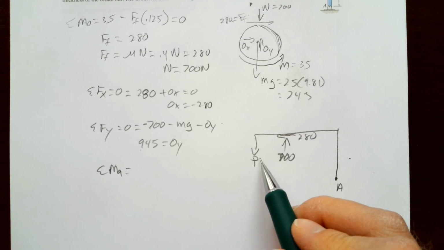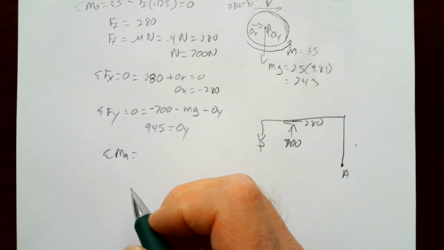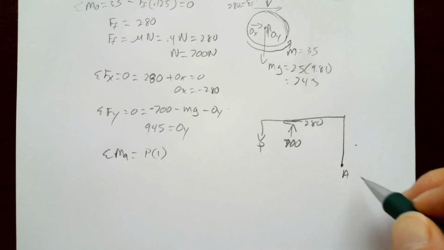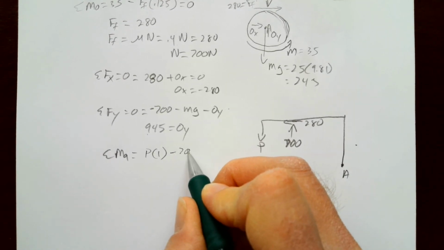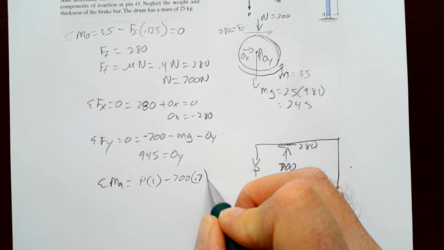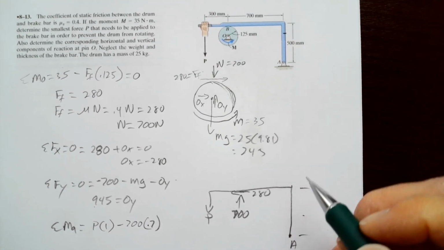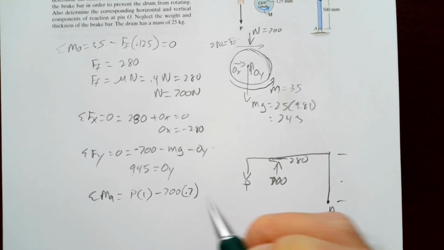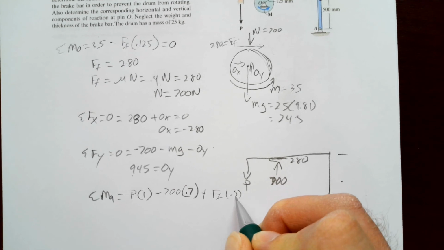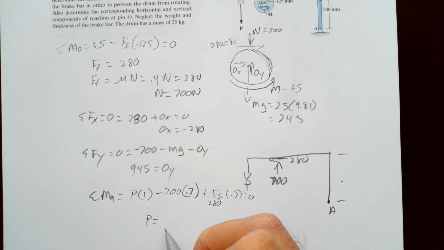So we have P times this distance, which is 300 plus 700, which is 1,000 millimeters, or a meter. So P times 1, and that's causing counterclockwise rotation about A, so it's positive, minus the 700 times this distance, which is 0.7. And finally we have the force of friction acting on this distance, which is 0.5, in the counterclockwise direction, so that's positive: the force of friction times 0.5, and the force of friction is 280. All that equals 0, and we can solve for P equals 350.